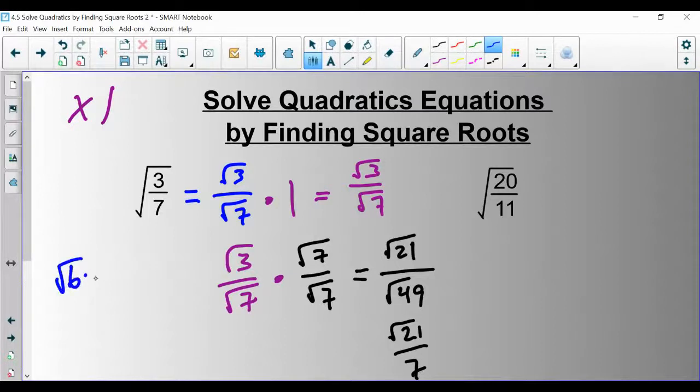Any guess what root 6 times root 6 is? Root 6 times root 6 is root 36, and the square root of 36 is 6. This is going to be true for any numbers. If you multiply a root times itself, you can just get rid of the root, take it away. Root 5 times root 5 is 5. That's going to always be true. So that's why we picked root 7 over root 7 to multiply by in the first place, because I know that that's going to cancel to be 7.